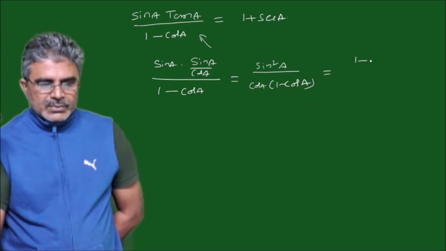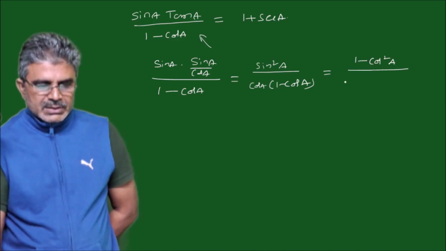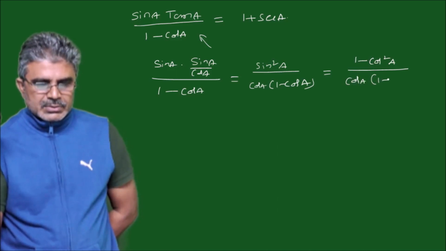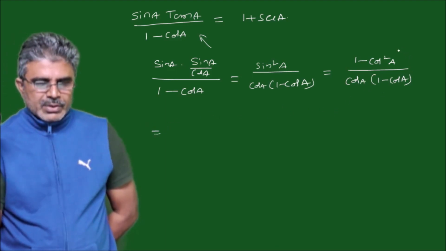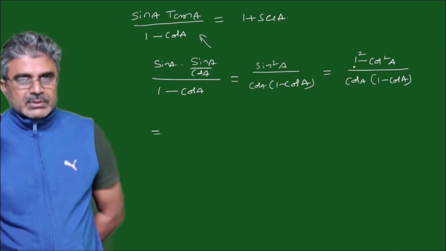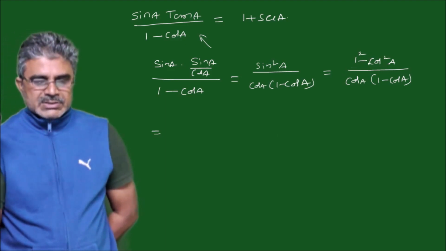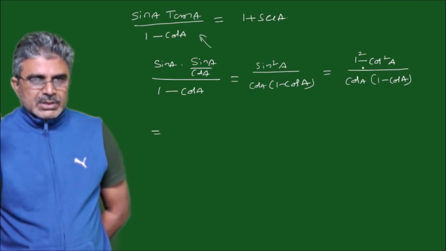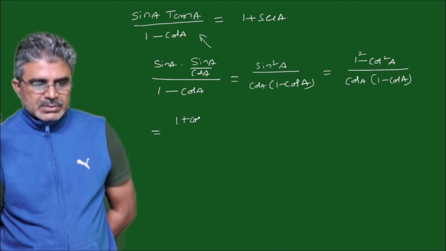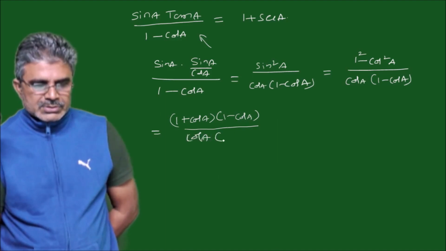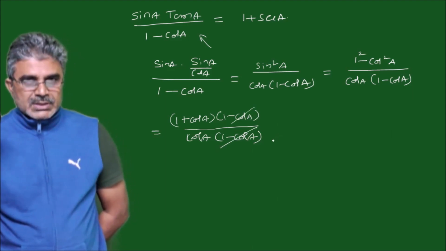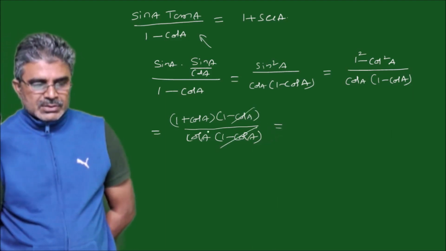So sin square A I can write as 1 minus cos square A using the identity, divided by cos A into 1 minus cos A. On top we have 1 square minus cos square A, so this is like A square minus B square. I want to take it as A plus B into A minus B. So you have 1 plus cos A and 1 minus cos A in the numerator, and below you have cos A into 1 minus cos A. 1 minus cos A and 1 minus cos A get cancelled. So you will have 1 plus cos A by cos A.